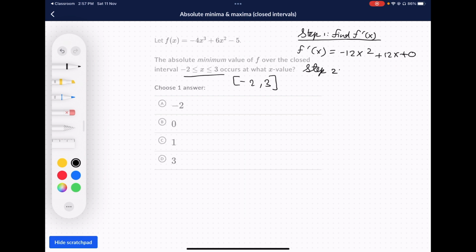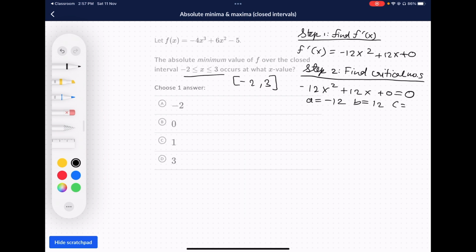Step 2, find the critical numbers or critical points. To do this, we have to set the equation equal to 0. In the calculator, input negative 12 for A, positive 12 for B, and 0 for C. x1 is equal to 1 and x2 is equal to 0.